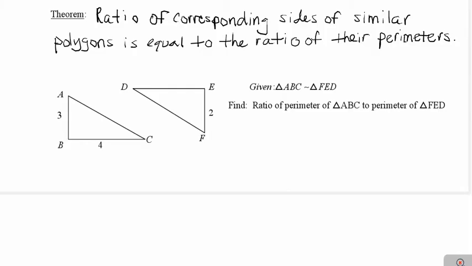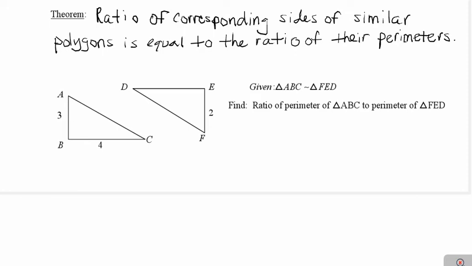So let's take a look at this example because it goes with this theorem, but make sure you're looking out for that. The key word should be anytime it's asking about the perimeters of similar polygons, that's when you know that you have to use this theorem. So we're given that triangle ABC is similar to triangle FED, and it asks us to find the ratio of the perimeter of triangle ABC to the perimeter of triangle FED.